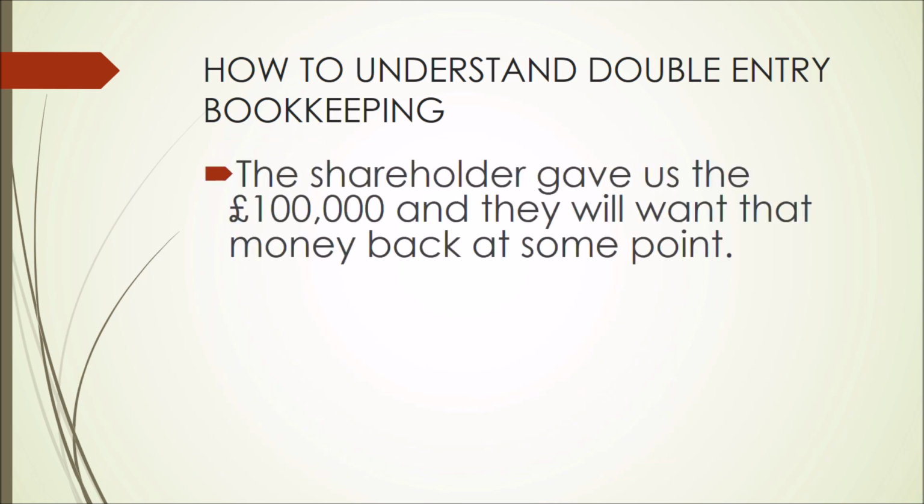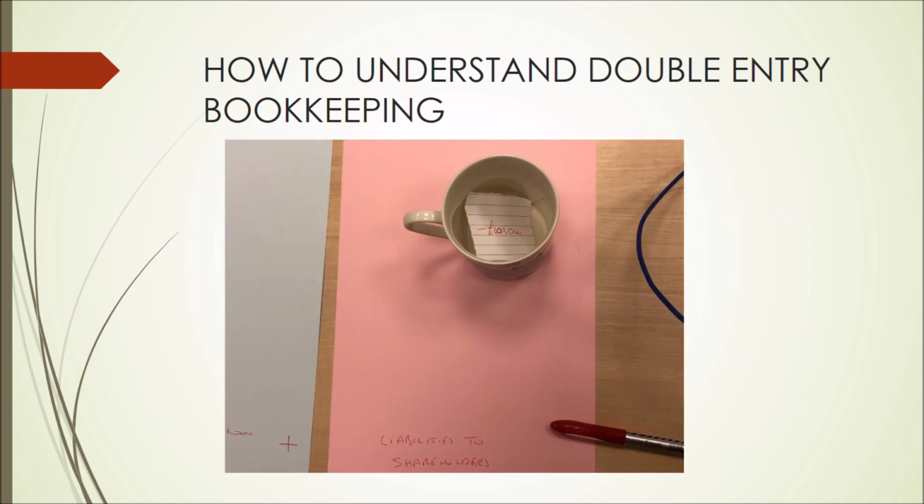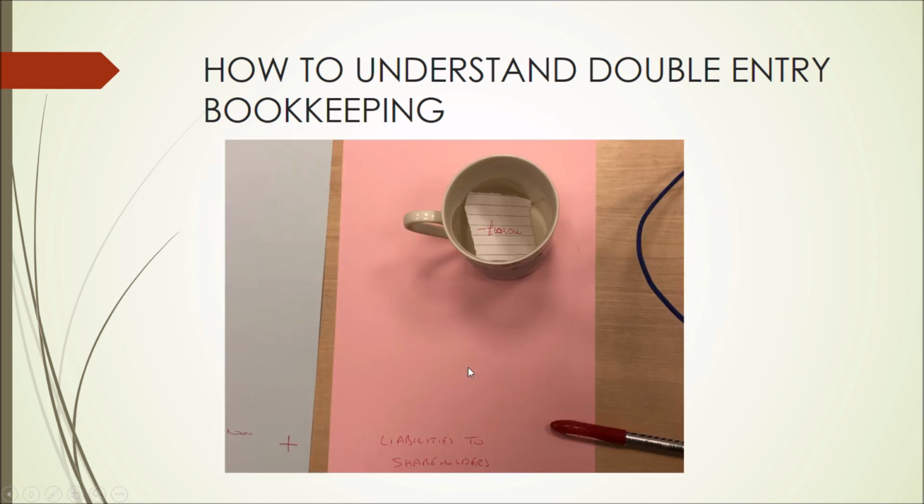Okay. Now the shareholders gave us £100,000 and they want that money back at some point in the future. So that's going to be money out. So that's negative money. Right, so put minus £100,000 on a piece of paper and put that into the share capital cup, minus 100,000. Okay. So you already see that we've got plus 100,000 in our assets cup in our bank account, and minus 100,000 in our liabilities to shareholders cup.